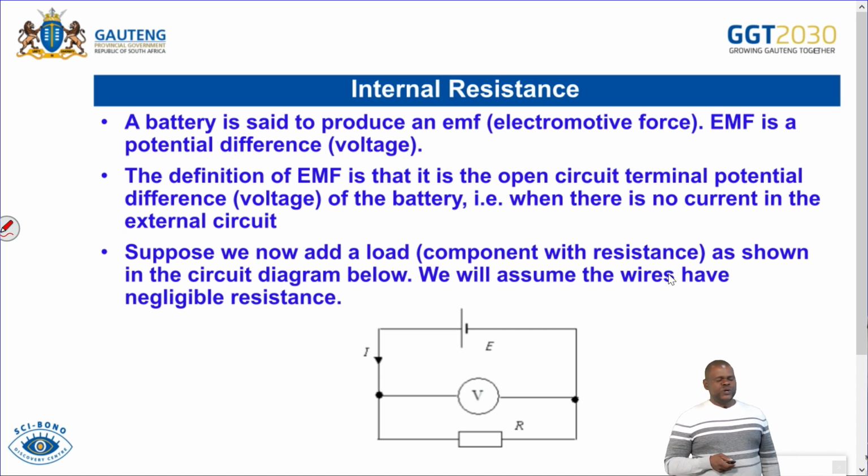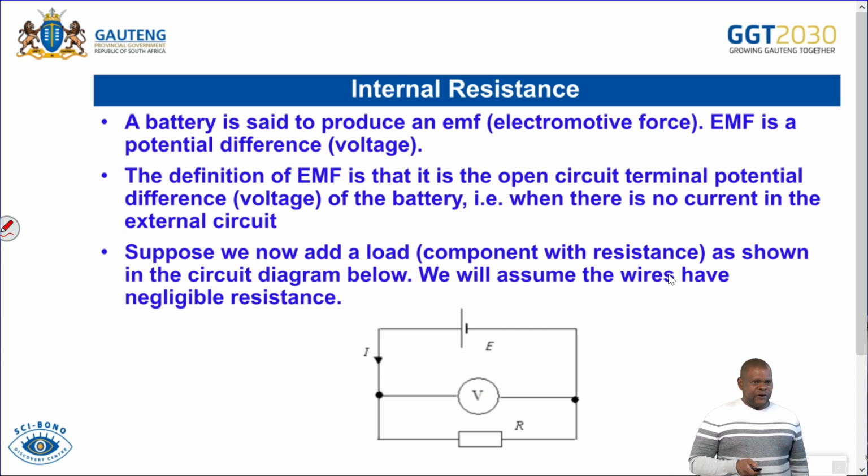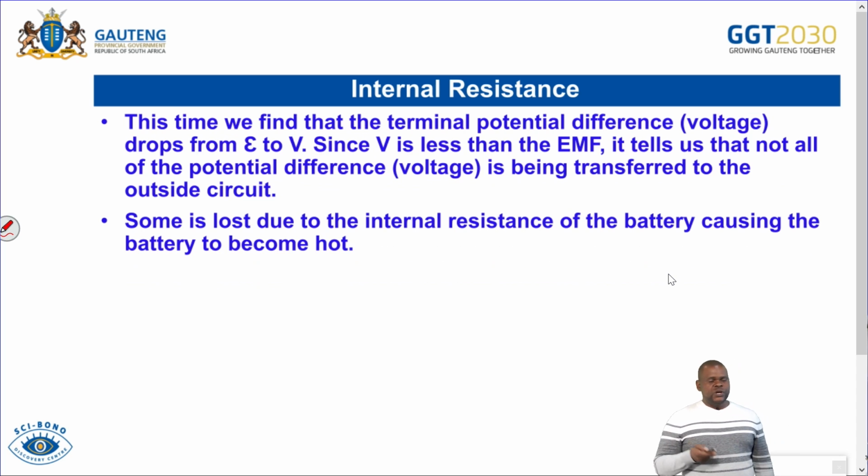Okay, suppose we now add a load component with resistance, as shown in the circuit diagram below. We will assume the wires have negligible resistance. That means we don't take into consideration the resistance of the wire. Then the only resistance that we will have is the resistance of the resistor R. And because we'll be looking at internal resistance, the battery itself will have what? A small resistance. Okay, you'll see as we go forward.